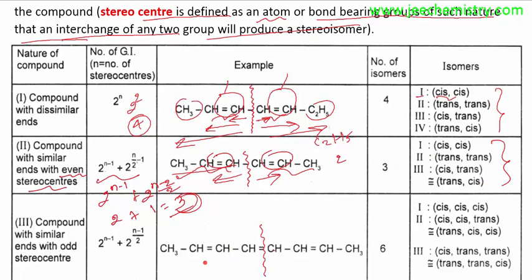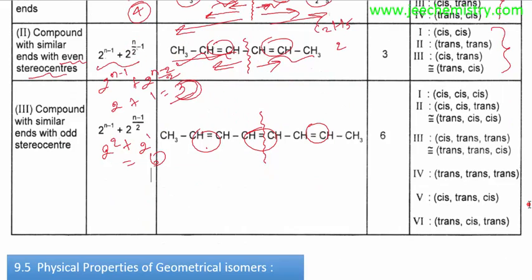In the similar way, similar ends with an odd number of stereocenters. Here is one stereocenter, and one stereocenter, a total of 3 stereocenters. For similar ends with odd stereocenters, the formula will be 2 to the power n minus 1 plus 2 to the power n minus 1 by 2. If you put n equal to 3, then 2 to the power 2 plus 2 to the power 1 gives 4 plus 2, which is 6. So 6 geometrical isomers are possible, and the possible combinations of the 6 geometrical isomers are shown here.